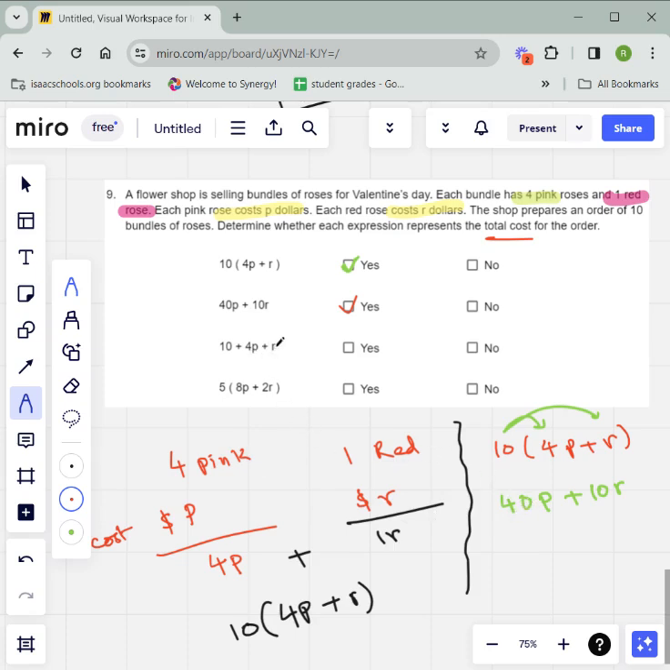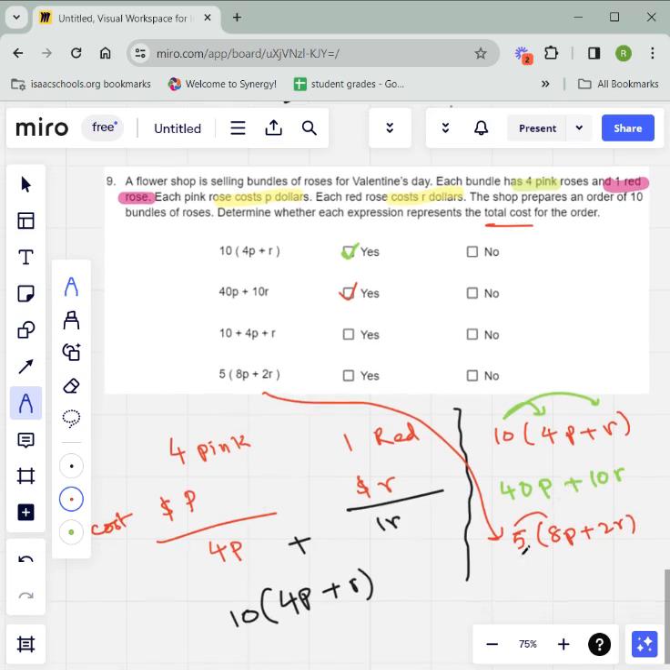I don't think this one is right, but the last one, you can see this. I'm going to draw a line here so you can see what I'm talking about. This one, I bring it here. It's 5 parentheses 8P plus 2R. Let's do the distributive property. So 5 times 8 is 40P. And then 5 times 2, that is 10R. So 40P plus 10R, I think that's also the same. This also works. Okay, so be careful in selecting all the correct answers, not just one answer.